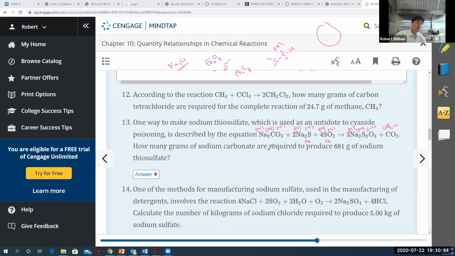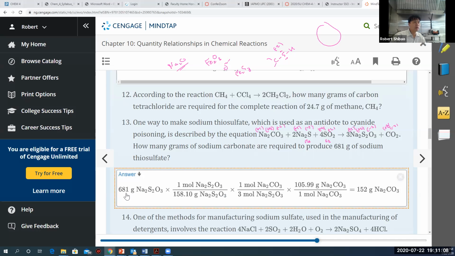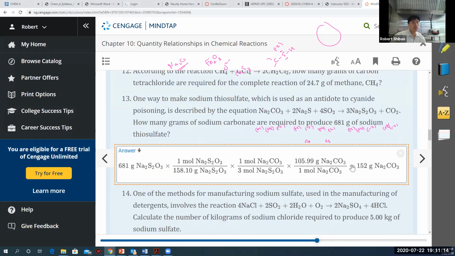How many grams of sodium carbonate are required to produce 681 grams of sodium thiosulfate? And so here, sodium carbonate, we want 681 grams of sodium thiosulfate. So grams of thiosulfate here to moles, moles of thiosulfate to moles of sodium carbonate, moles of sodium carbonate to moles, to grams. So this is standard. So we see the pattern. Grams of A to moles of A, moles of A to moles of B, moles of B to grams of B. Let me just say that.